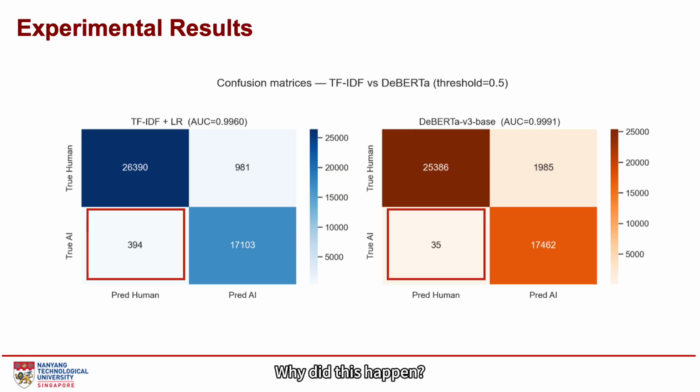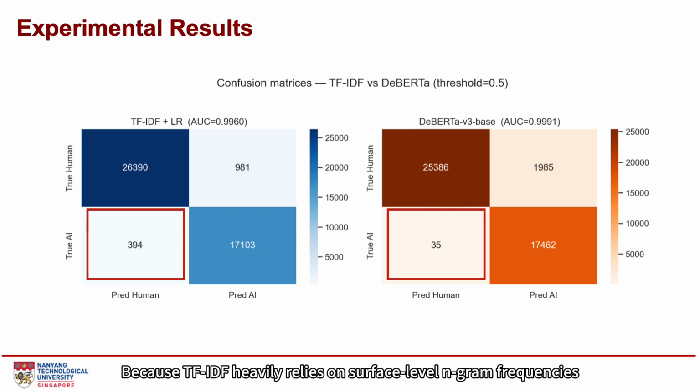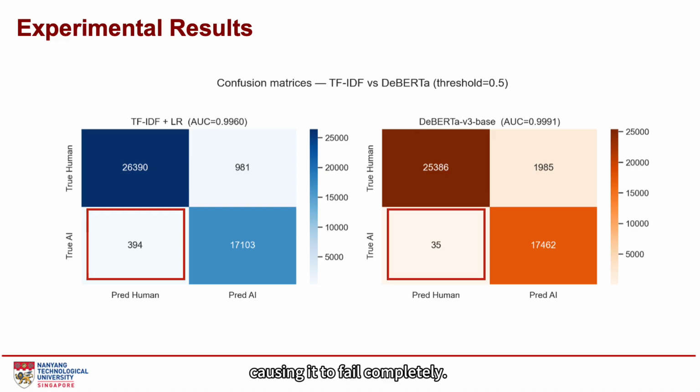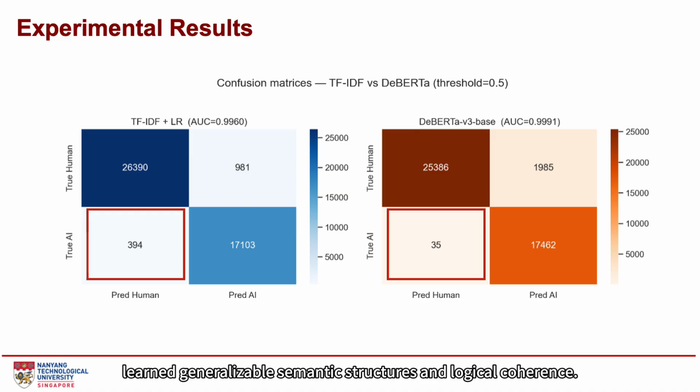Why did this happen? Because TF-IDF heavily relies on surface-level n-gram frequencies. When the topics shifted in the private test set, the specific keywords it relied on disappeared, causing it to fail completely. DeBerta, on the other hand, learned generalizable semantic structures and logical coherence. Therefore, even under distribution shift, it maintained a remarkably low false negative rate.